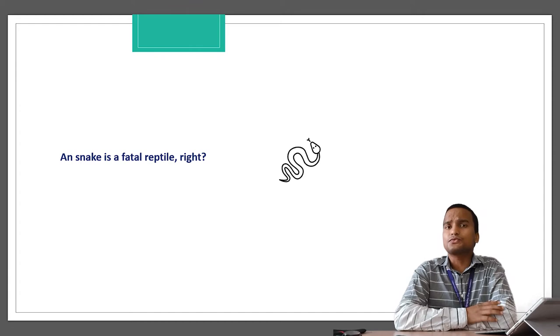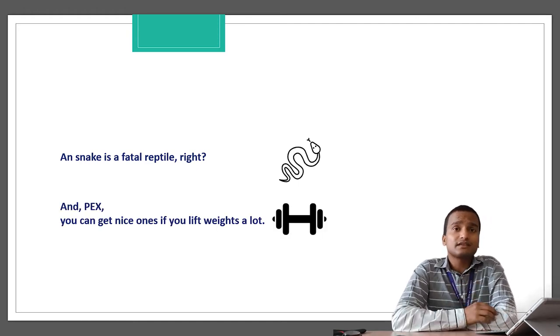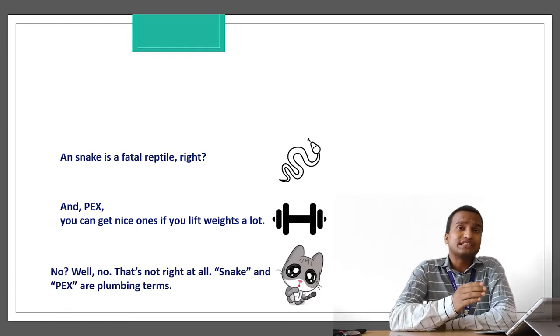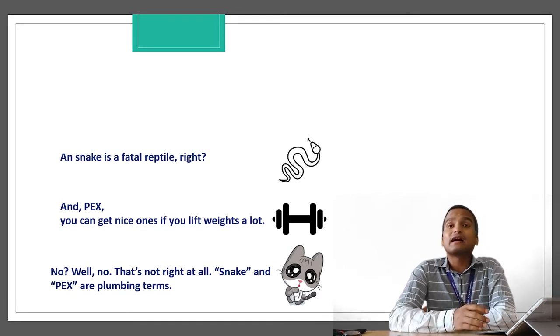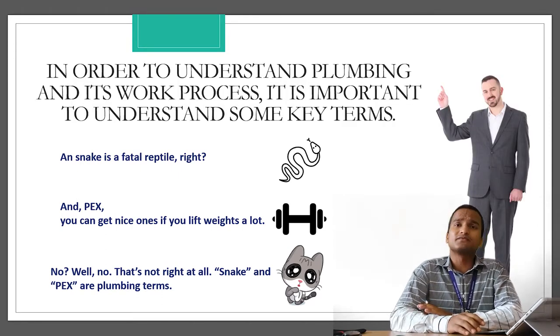So if I ask you, a snake is a fatal reptile? You will say yes sir, right? Similarly, if I say what is pecs, you will say we can develop very nice pecs and biceps if we go daily to the gym and do heavy lifting there. But this is very important in this context: both of these terms have a different meaning. The snake and pecs are in fact plumbing terms. So in order to understand plumbing and its work process, it is very important to understand some key terms.